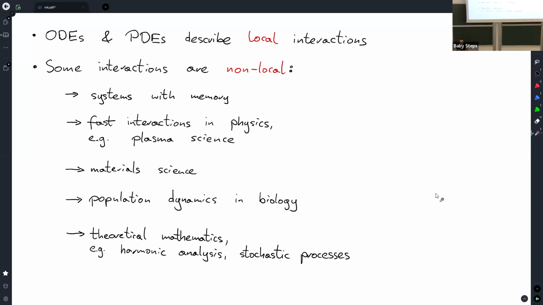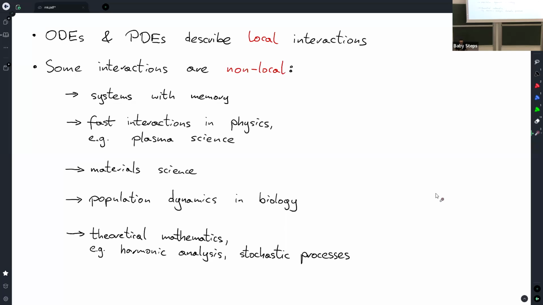For example, if you have a system with memory, then the evolution of that system is described not only by the present state, but also by what happened in the past. So the operator that describes the behavior of the system must look into the past, which means it's non-local in time. There are also many examples of real-life problems where you have non-locality in space.